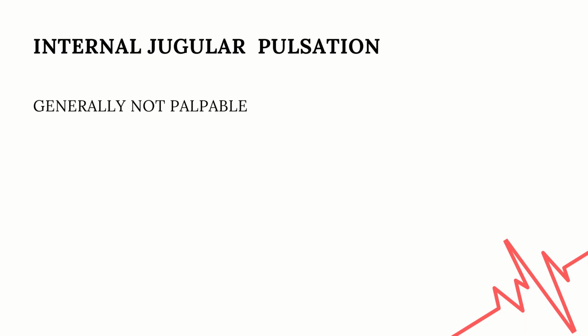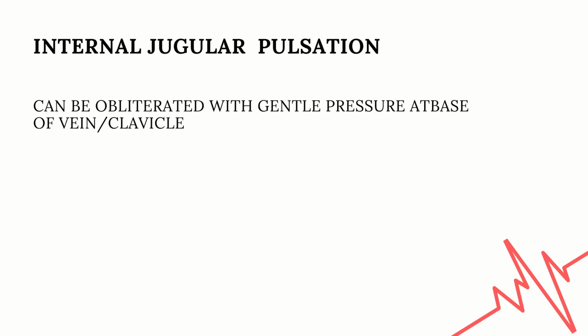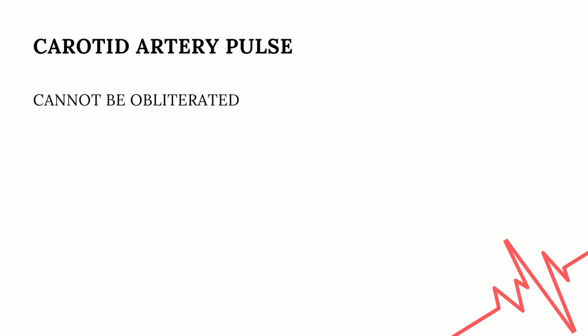There is no respiratory change to the contour of the carotid artery pulse. Generally, internal jugular venous pulsations are not palpable except in severe tricuspid regurgitation, whereas the carotid artery pulse is palpable. Internal jugular venous pulsation can be obliterated with gentle pressure at the base of the vein or clavicle, whereas the carotid artery pulse cannot be obliterated.